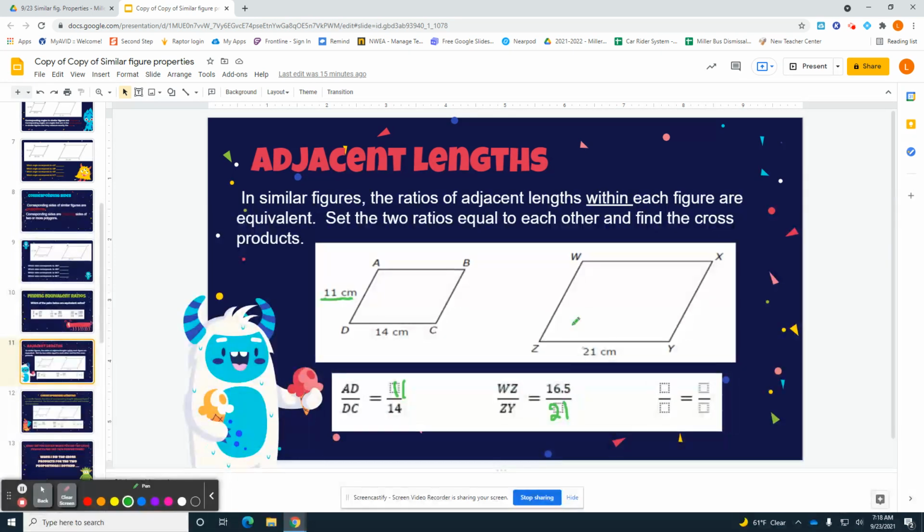So you're doing the same thing we did previously, finding the cross products. So now you're going to take these and you're going to have 11 over 14 is equal to 16.5 over 21. So you're going to find the cross products for those two. Okay. So go ahead and do those and come back and check to make sure you got them correct. So pause your video. I'll give you a little bit of time before I actually post the answer.